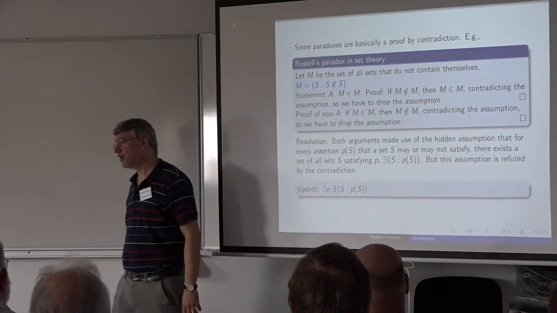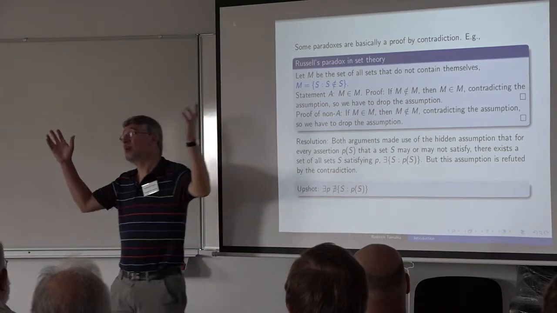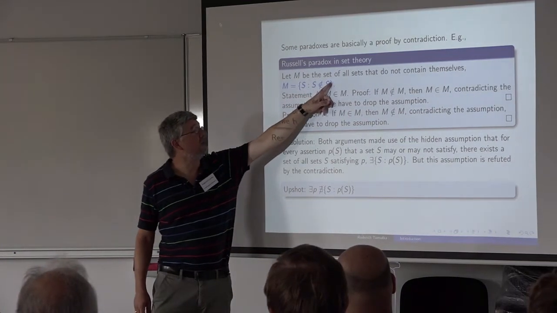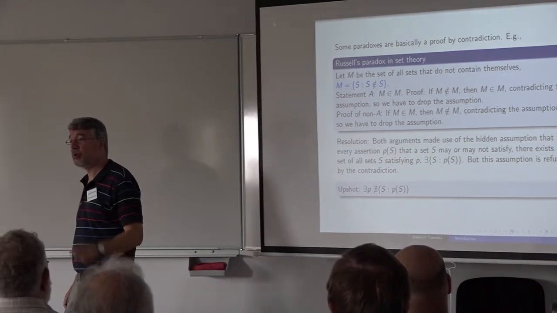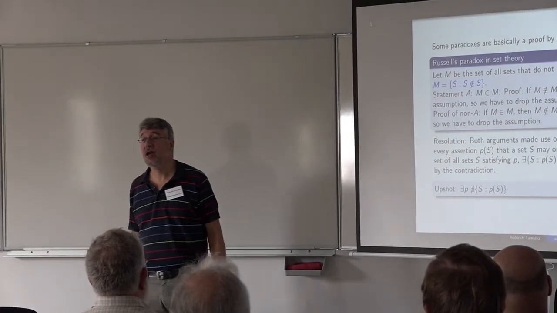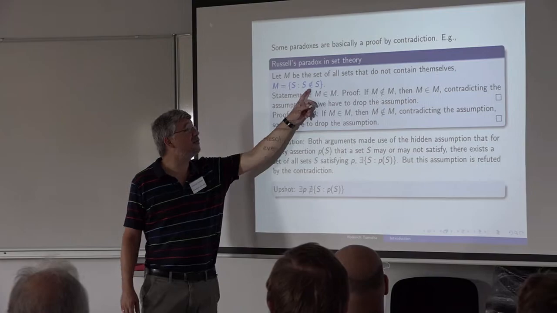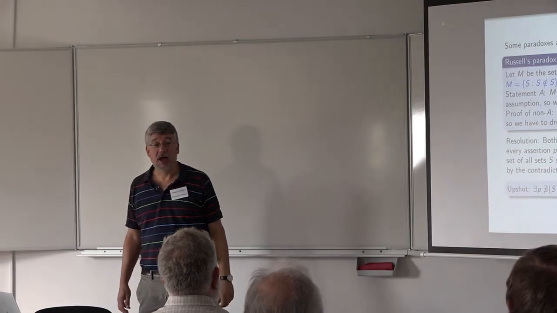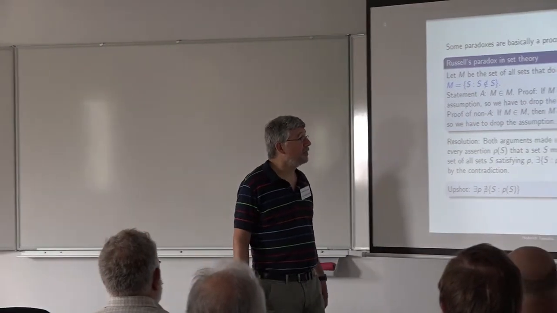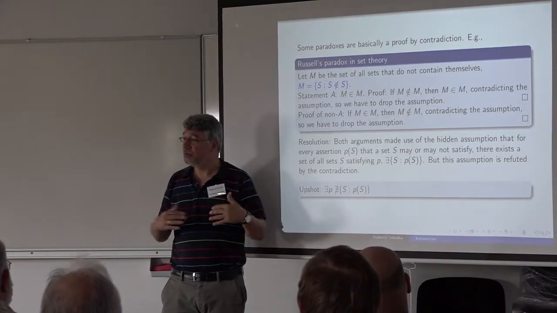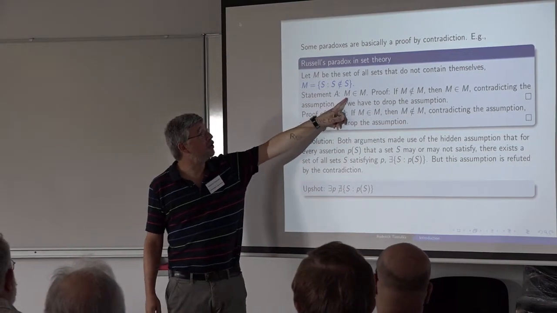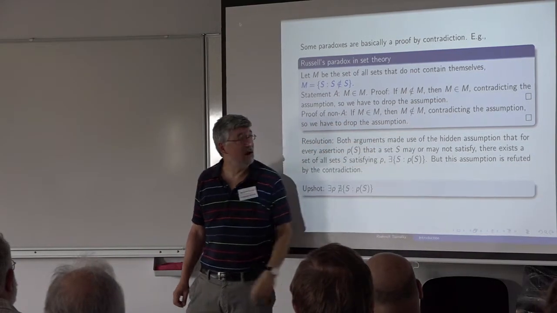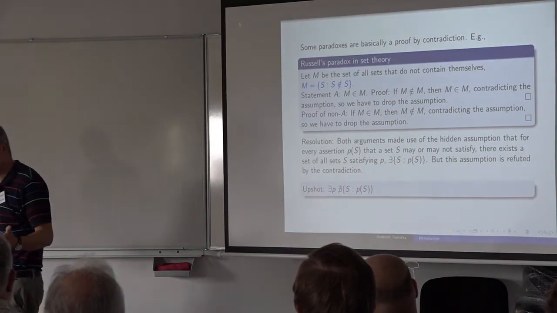Now, here's what's paradoxical about that. You ask the question, does M contain itself as an element? If it does, then it doesn't fulfill the requirement for being a member of M, so it should not contain itself, contradiction. But if it does not contain itself, then it does fulfill the requirement of being a member of the set M, so M should be an element of M, contradiction. So these two contradictions could be understood as a proof for M element of M and a proof of M not element of M. You can't have both, obviously.